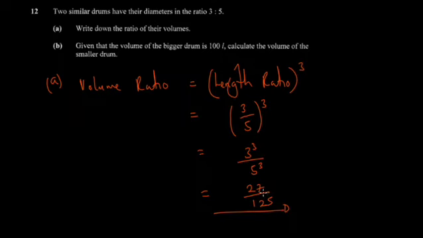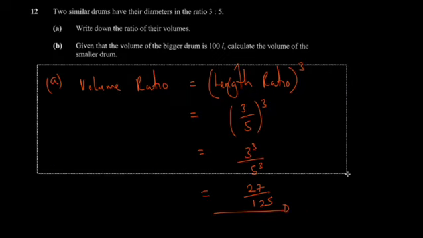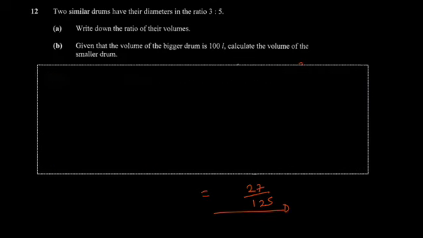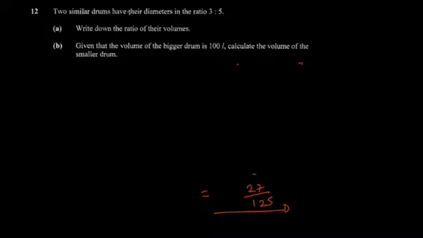So you're dealing with this ratio here. Let me quickly wipe out this part because we don't need it, but the volume ratio, we actually do need. Okay, so part B. You're told, given that the volume of the bigger drum is 100 liters, calculate the volume of the smaller drum. So you're given the volume ratio is 27:125. So obviously the 125 corresponds to the bigger drum. Okay, so you can actually use a simple proportion here.